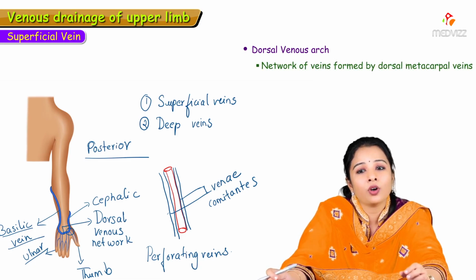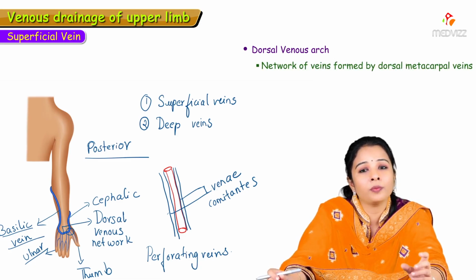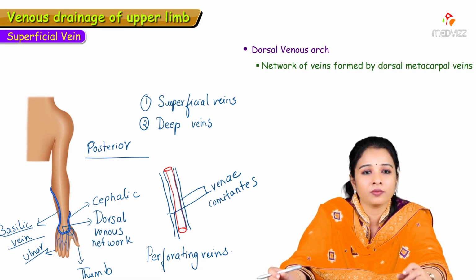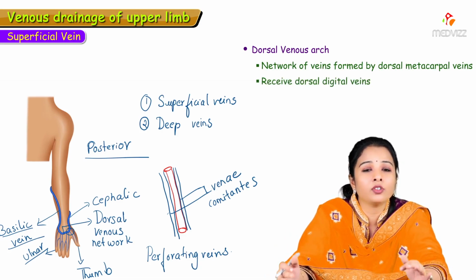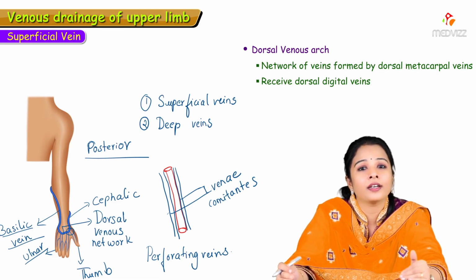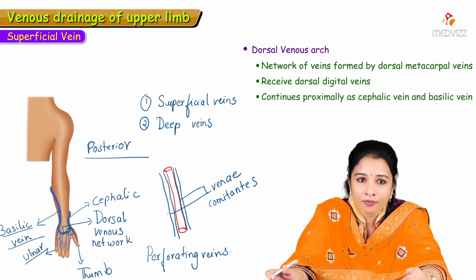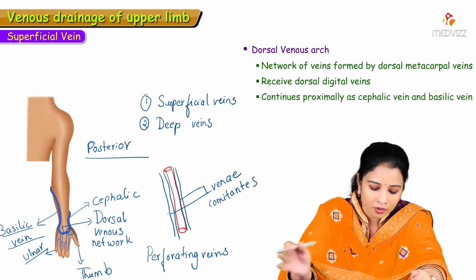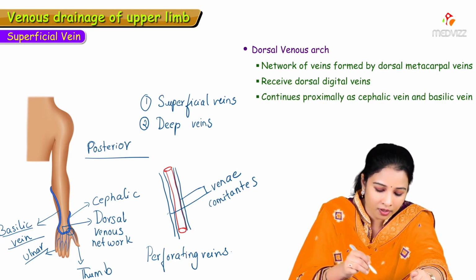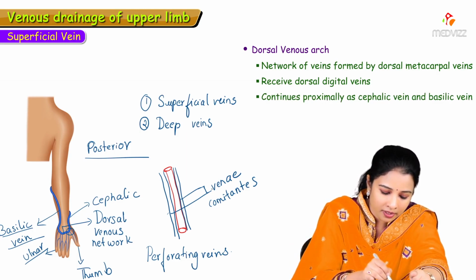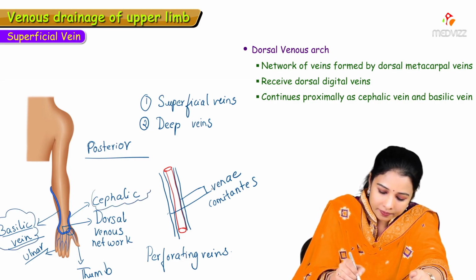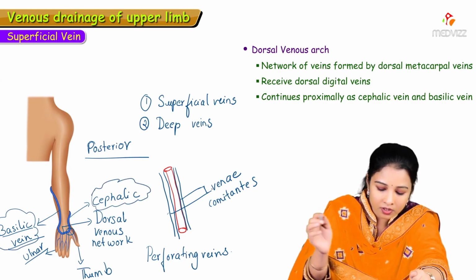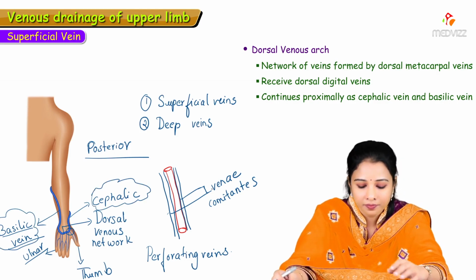It is the network of veins formed by the dorsal metacarpal veins, which are present on the posterior aspect of the hand, and they receive the dorsal digital veins and continue proximally as the cephalic and basilic veins. So we can see it continues proximally, one side as the basilic, the other side as the cephalic vein. So this is the dorsal venous arch.